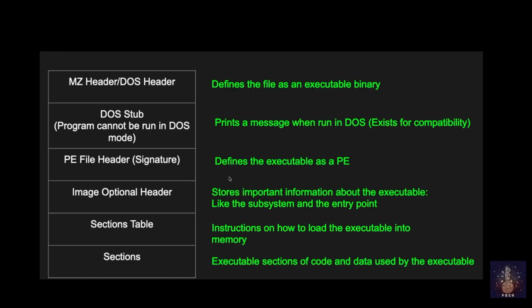Let's go back to the slide. If you see this MZ, the DOS header defines that the file is actually an executable binary. If you see this in hexadecimal or PE Studio, you can understand this is an executable binary. The DOS stub message, 'program cannot be run in DOS mode', exists for compatibility. The PE file header signature defines the executable as a PE. The optional header stores important information like subsystem and entry point, where to execute. The section table describes how to load the executable into memory, giving the workflow. Sections, as I said in the earlier slide, tell where code is executed and where data is stored.